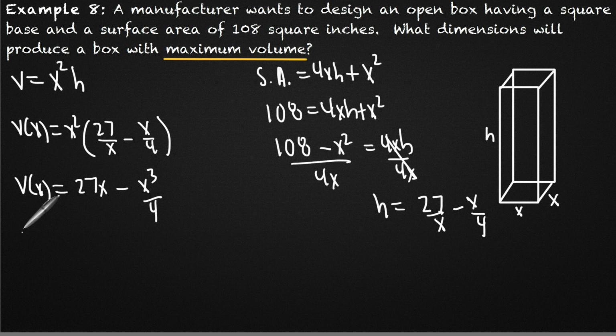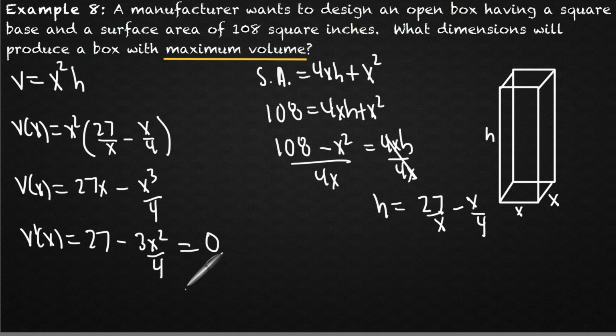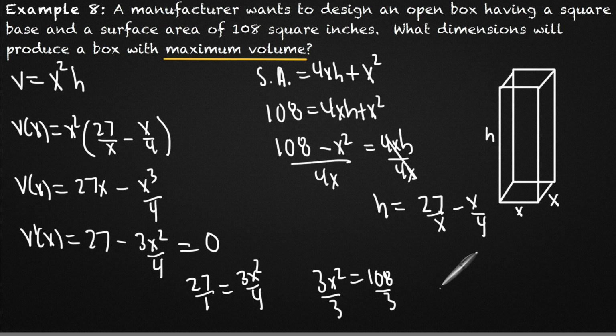Now we're going to go ahead and take the derivative. So V prime is equal to the derivative of 27x is 27. The derivative of this is going to be 3x squared over 4. And we're going to set that equal to 0. So that's going to be 27 over 1 is equal to 3x squared over 4. 4 times 27 is 108. So 3x squared is equal to 108. We're going to divide by 3. So we get x squared is equal to 36.